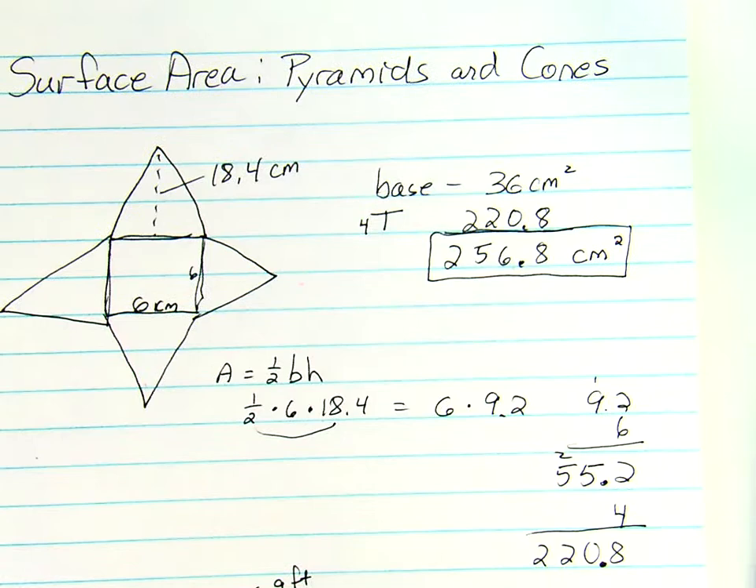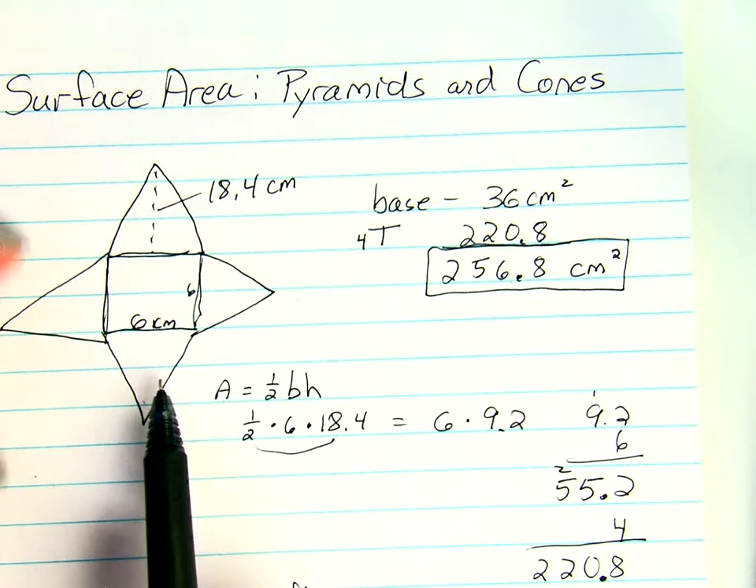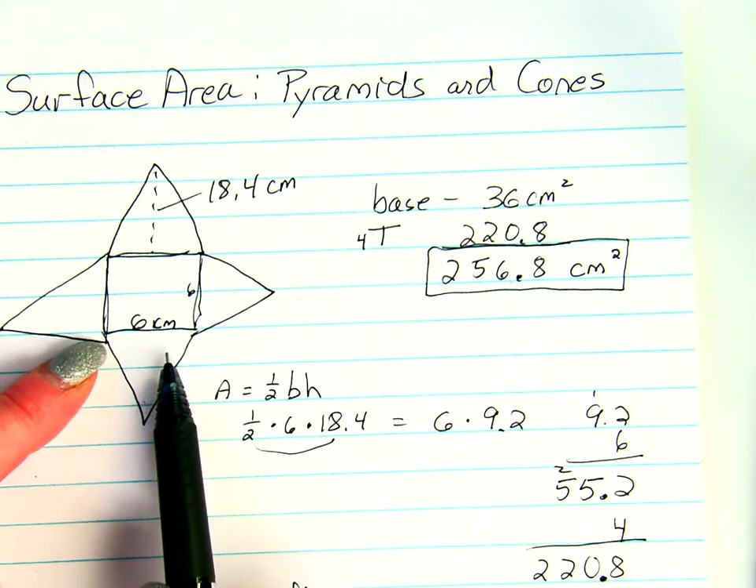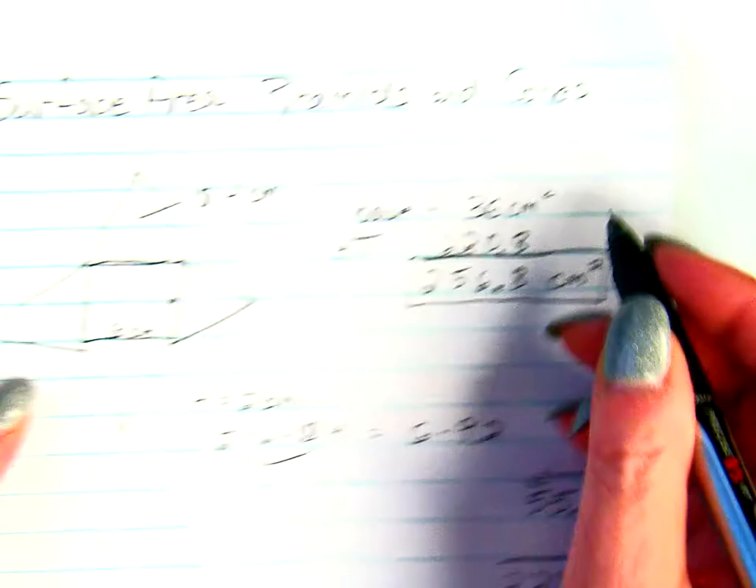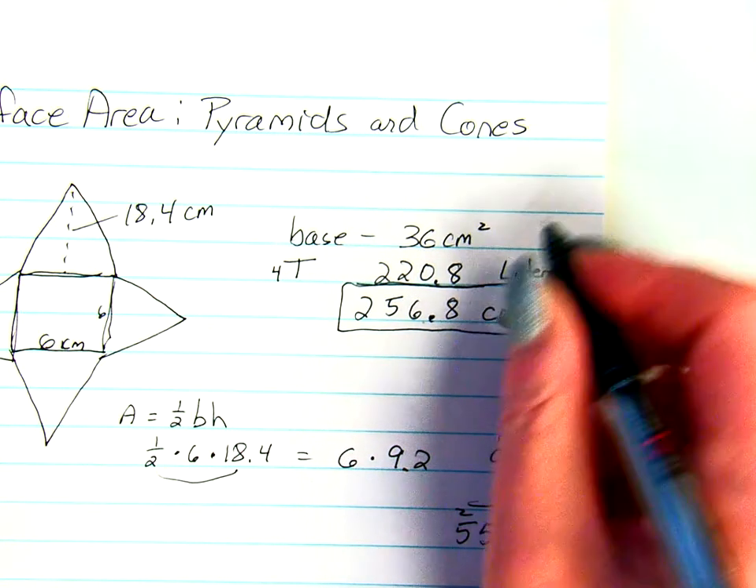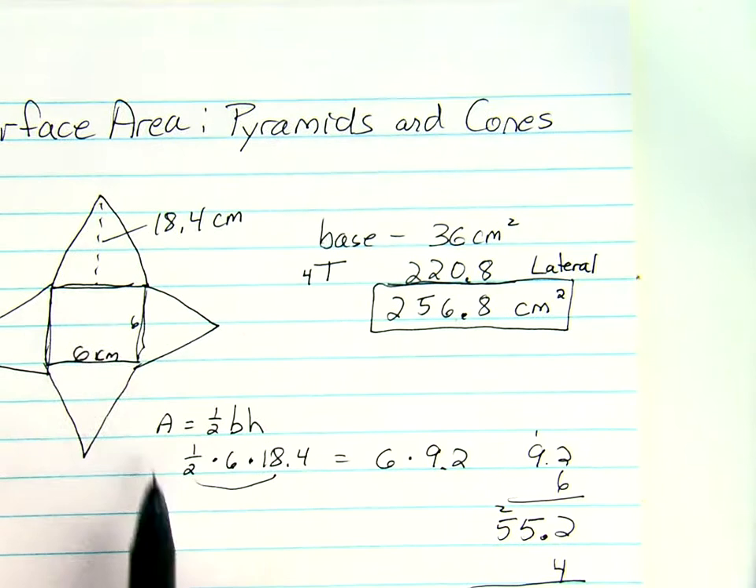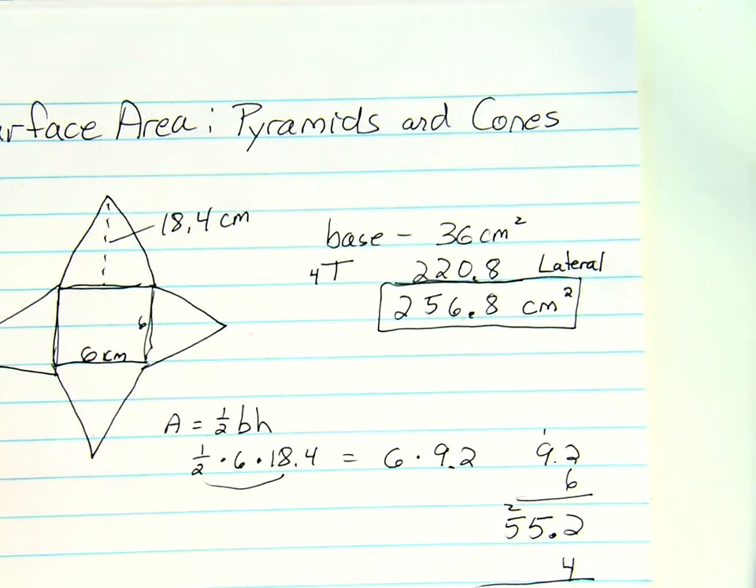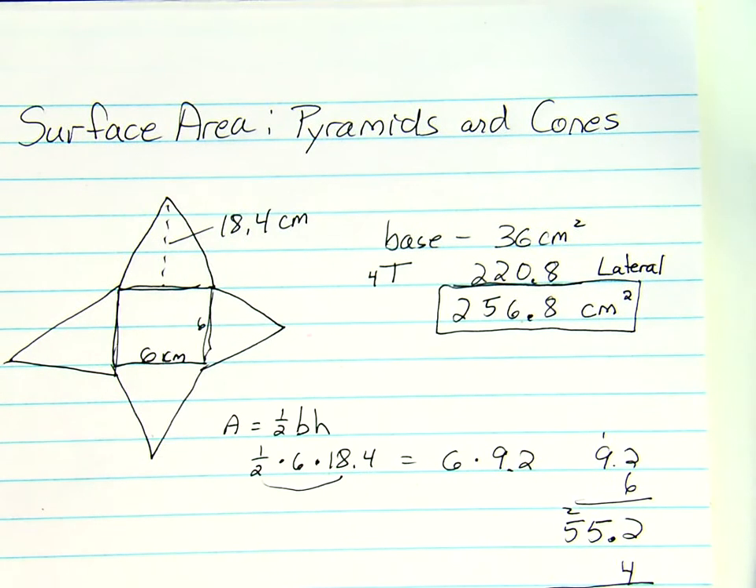If we look at our top pyramid here, for a lateral area, it would just be this, the 220.8, because you're not going to add that base in. So when they talk about lateral area, please understand that's all they are talking about. So that is really all on our triangles.